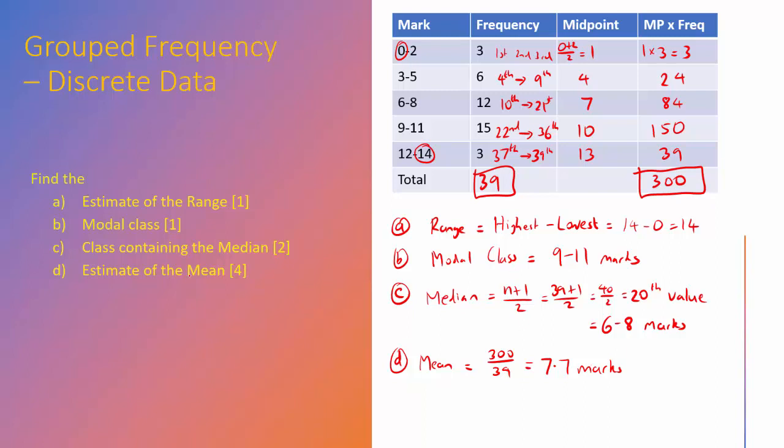And the reason this is worth 4 marks is because you are getting 1 mark for completing the midpoint column. You're getting another mark for completing this column. You get mark number 3 for working out the total of 300, and then you get mark number 4 for getting the final answer. So if you've got 7.7 marks as your answer, or you've got 7.7 and then 8 marks, which you've rounded to, you will automatically get full marks, which would be 4 marks for this question.